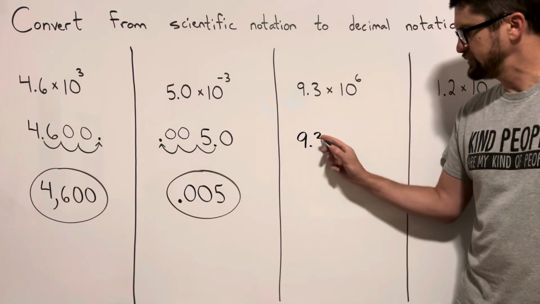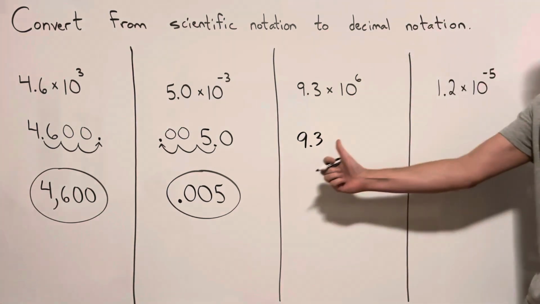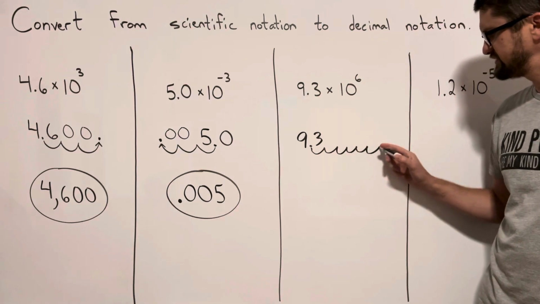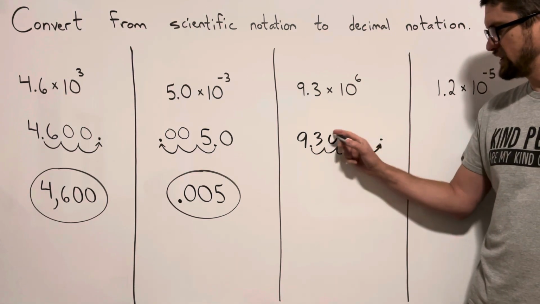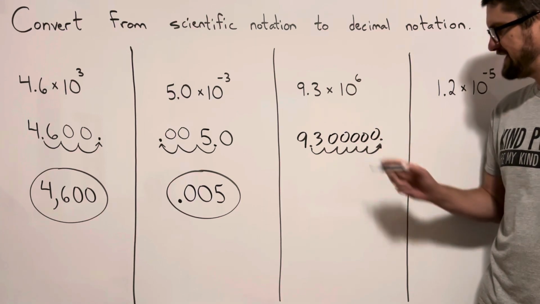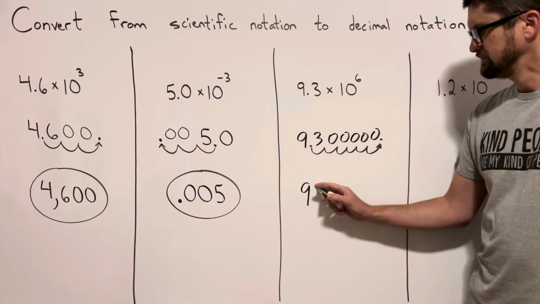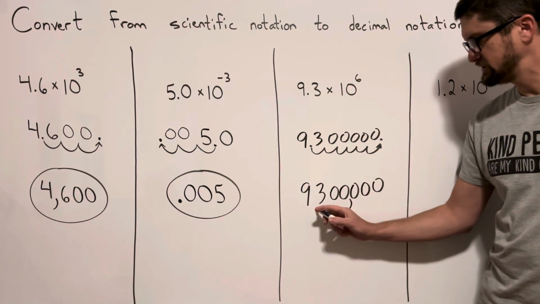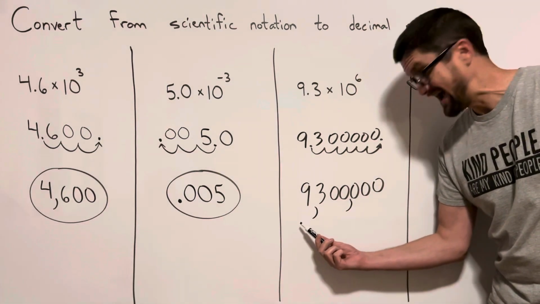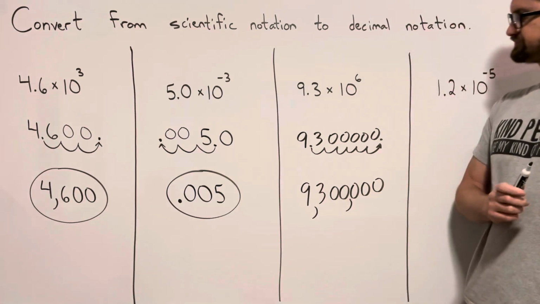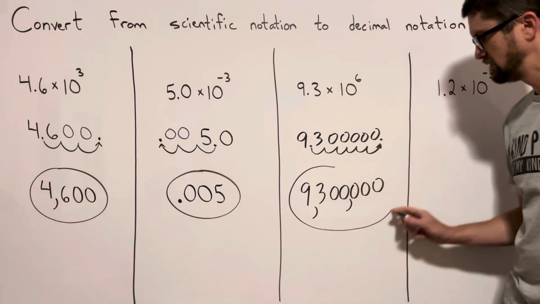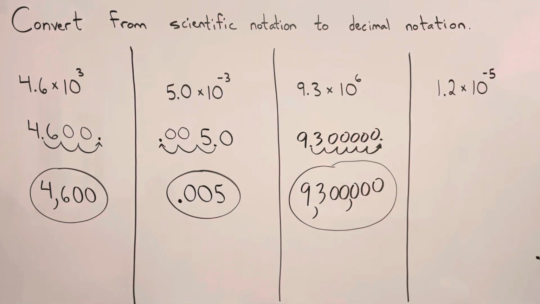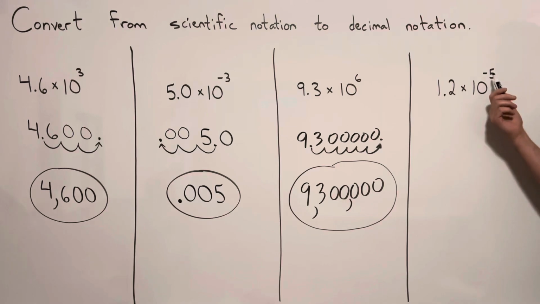All right, so if you take 9.3, this time we're going to move it 6 places to the right. 1, 2, 3, 4, 5, 6. That's going to create 1, 2, 3, 4, 5 zeros. And you can see that it comes out to 9,300,000. Exponent on the 10 is positive. That's a big number. Now this last one, we have an exponent of -5.